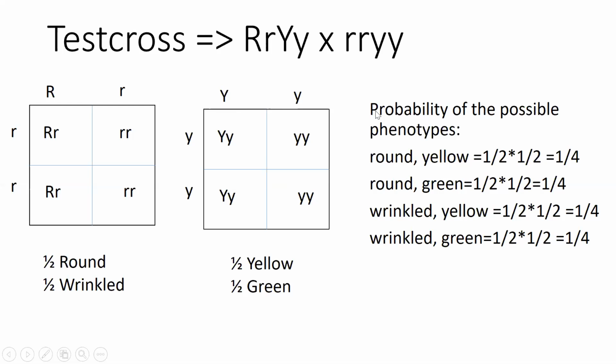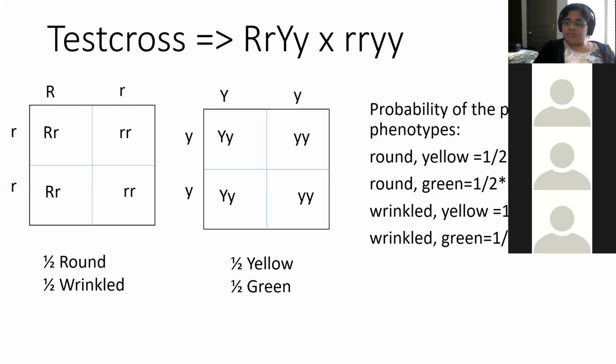So for getting the probability of these guys, round and yellow, half times half equals 1/4. Round and green is still half and half, which is equal to 1/4 again. So that's how you go through these questions. Does that make sense? Are we okay? Yeah. Or, okay.